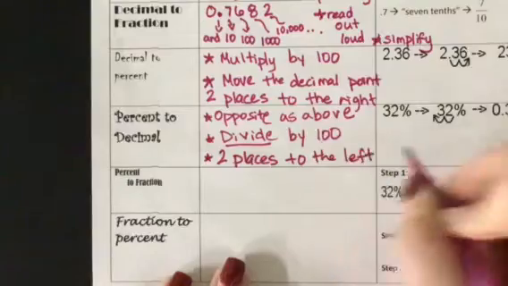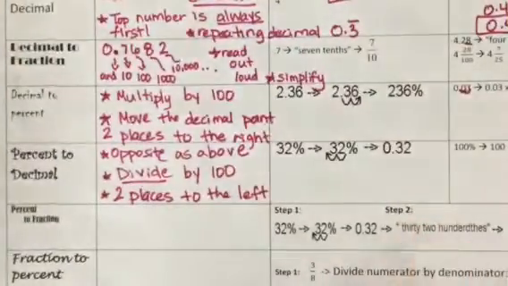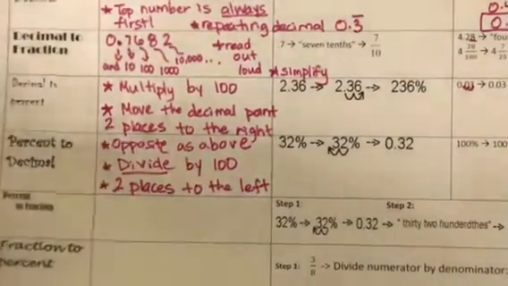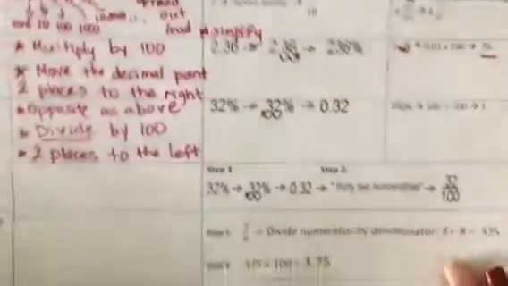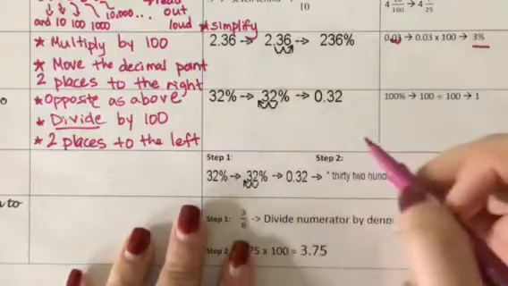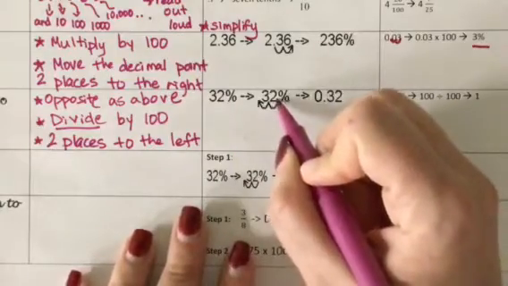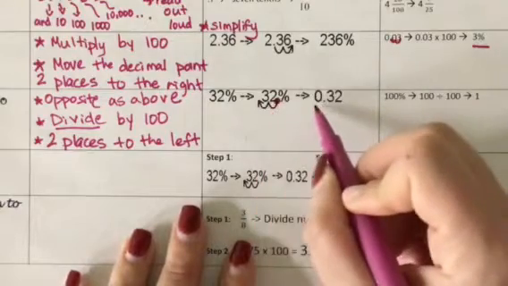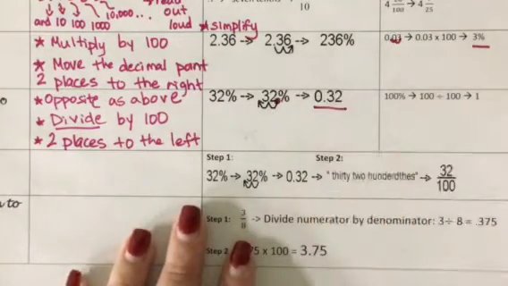Now, we have to be careful in both of these cases for those placeholder zeros. If we move it and there's no number there, then we can add a 0. Okay, so don't forget those because that changes the value of your number. So in our first example, we have 32%. We have an invisible decimal at the end of that number. We move it 2 places to the left or divide it by 100, and there's the decimal form of 32%.